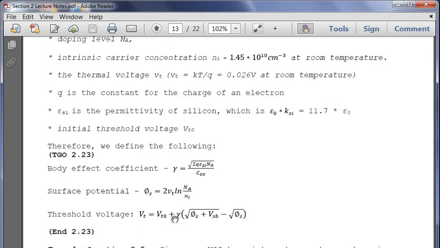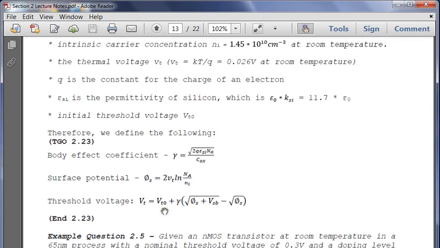Finally, using these two values, you can actually calculate the new threshold voltage based on your initial threshold voltage, plus the body effect coefficient times the quantity, square root of the surface potential plus the source body voltage, minus the square root of the surface potential.